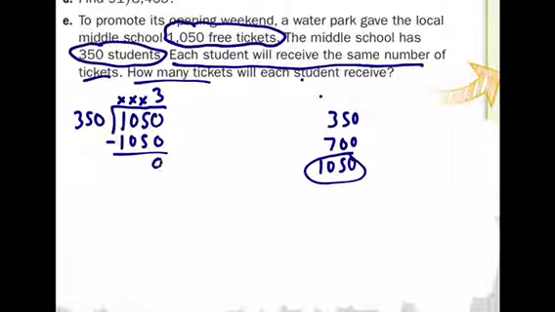Subtract 0. Now remember, it's a word problem. How many tickets will each student receive? Well, the answer is going to be 3 tickets. All right, that's it for problem E.